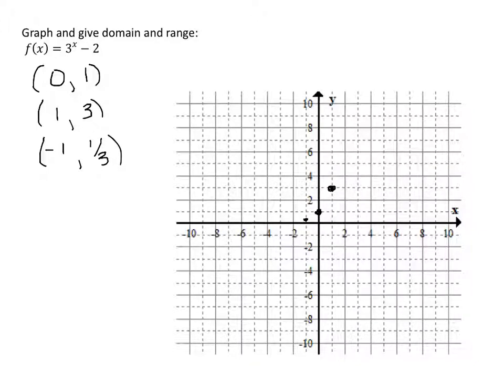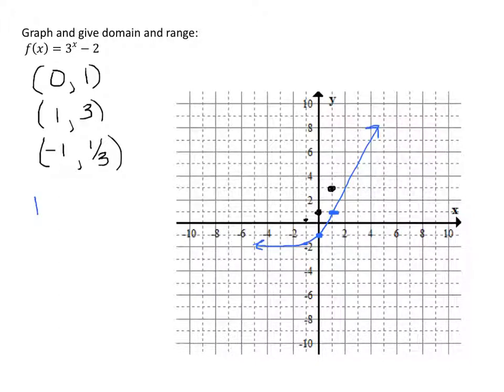Now, this minus 2 right here, that's going to start changing these numbers. And subtracting 2 means we move everything down 2 units. So that the graph looks like this. Remember, anytime you add or subtract a constant, it's going to move your graph up for adding, down for subtracting.